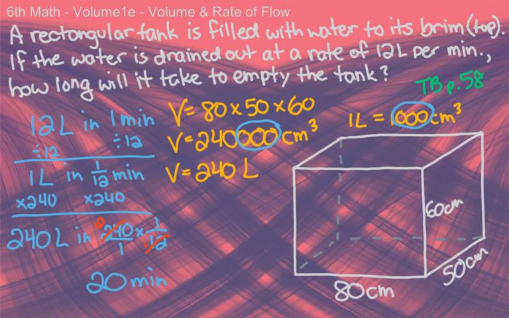2 times 1 over 1 times 1, 0 times 1. 20. There's a 20. See the 0? Okay. 20 minutes. That's how long it would take to empty the tank. Okay, so good job. That's the main example right there.